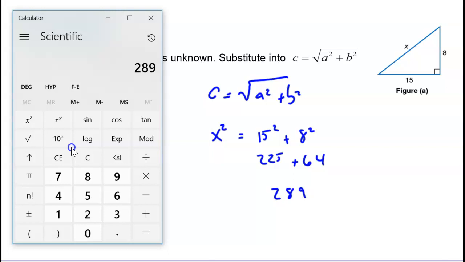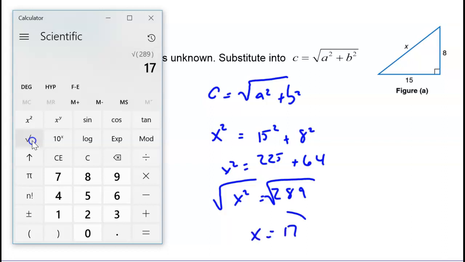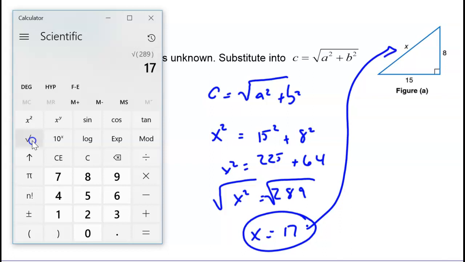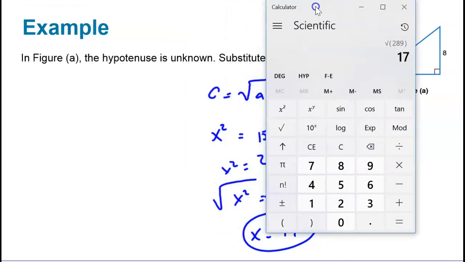And so this is going to be everything squared here, because we are going to come down, and to be able to get this, we go ahead and find the square root of 289. So x is 17. And so that is the way to solve that problem when you're looking for the hypotenuse.